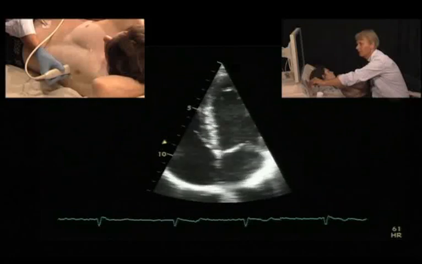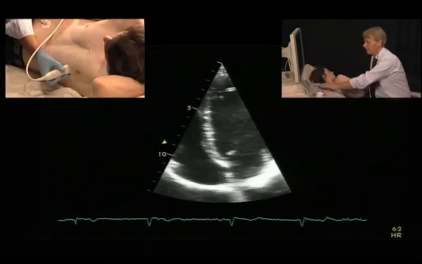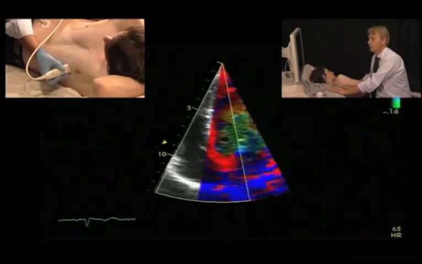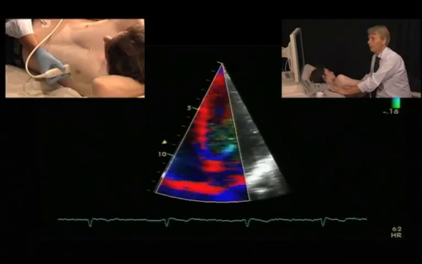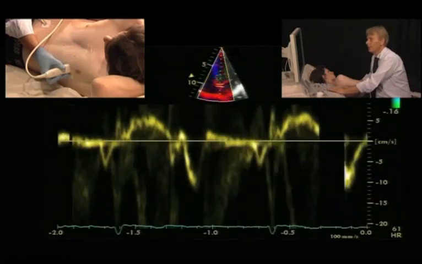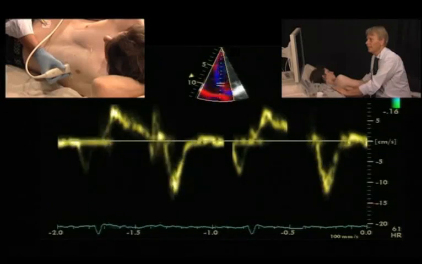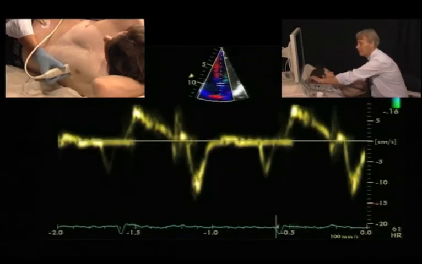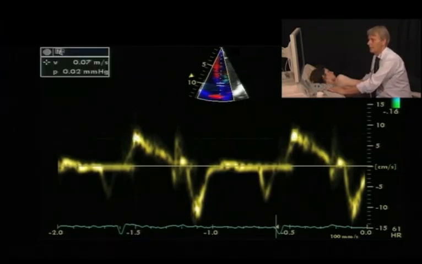The first thing is we try to get the spectrum as small as possible to increase your frame rate. Then you put the color Doppler, the tissue Doppler spectrum, over the medial annulus, and then you put the pulsed wave Doppler signal right at the area where the ring is, and you will receive a spectrum which looks like this. What can you see? First of all, you see systole here, and you see diastole here. This is the E wave, and this is the A wave.